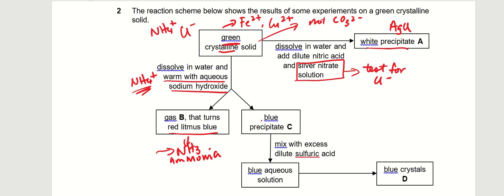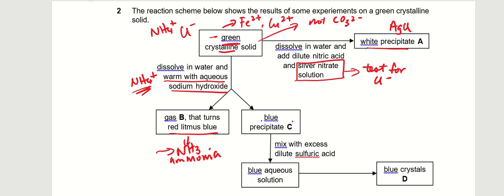Hey, wait a minute, does that mean that it is ammonium chloride? But ammonium chloride is usually a white salt. Could it be? But why is this green? So let's take a look a little bit more, because that's not the full picture.